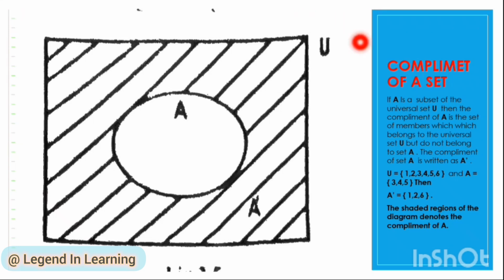This is what I was talking about. This is how to draw the diagram for complements. The complements are listed outside the circle, so mostly they are found here. So when you see a Venn diagram, all the members listed outside the circle show the complement. Okay, now let's move on.